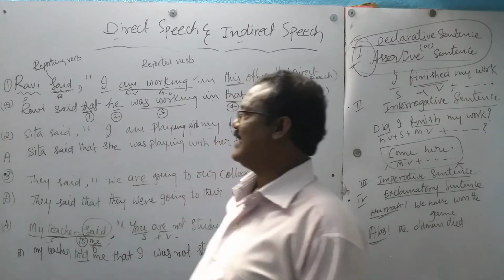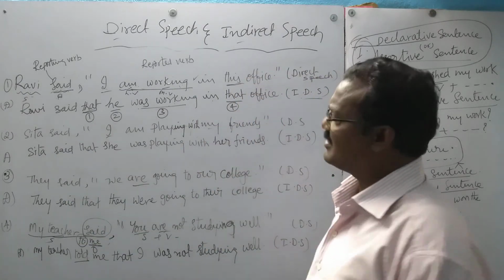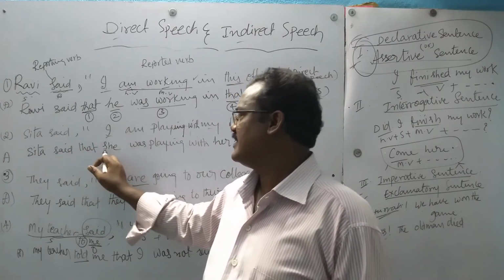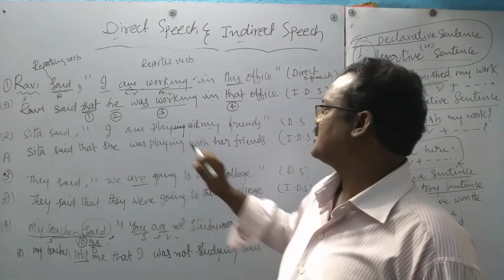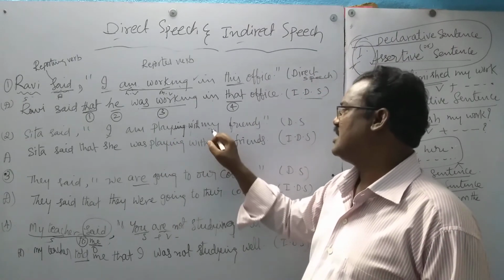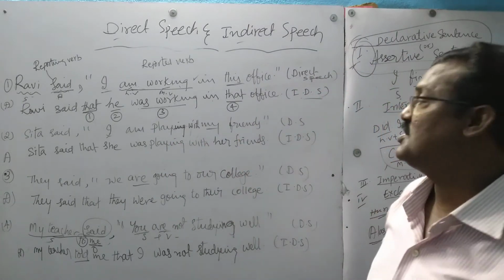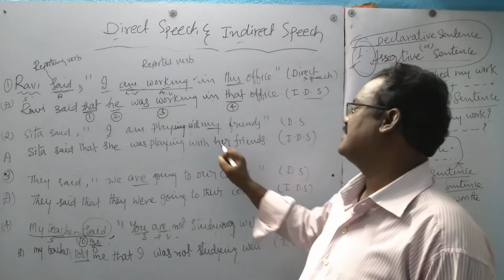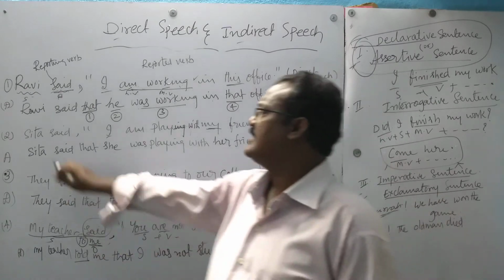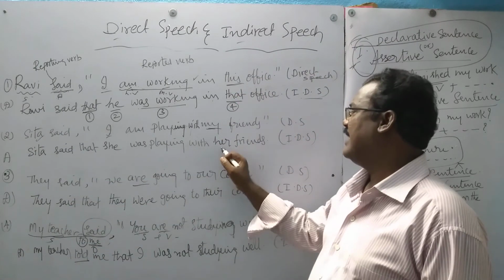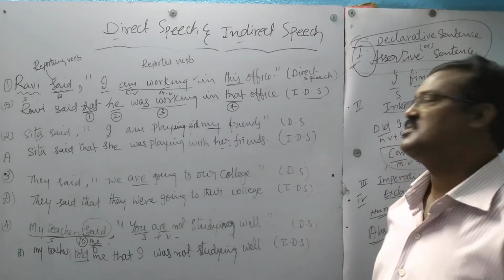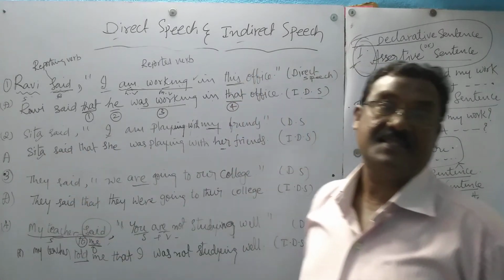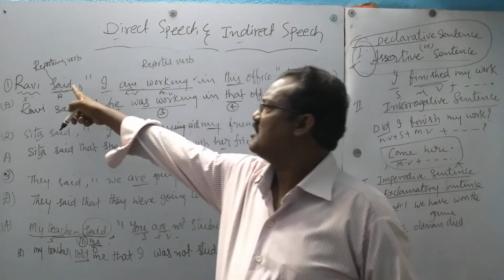Now, Sita said, I am playing with my friends. See here, Sita said, and in place of the inverted commas, that. I becomes Sita, she. Present continuous becomes past continuous. With the preposition, we should not change. My, this is the possessive pronoun, possessive adjective also we can call it. My friends. My friends means whose friends? Sita's friends. Sita, a girl, her friends. So possessive pronouns also we have to change into the appropriate form according to the subject of the reporting verb.